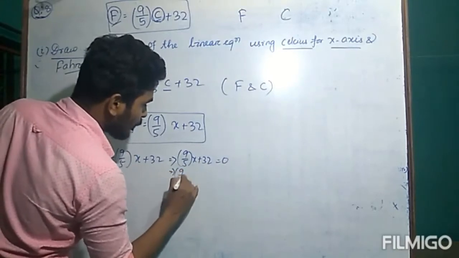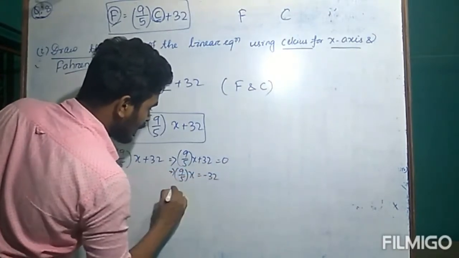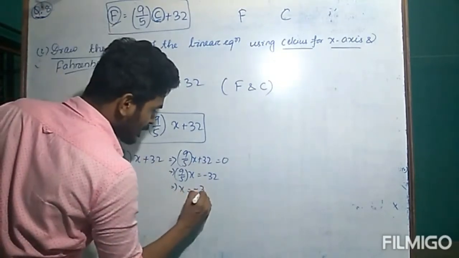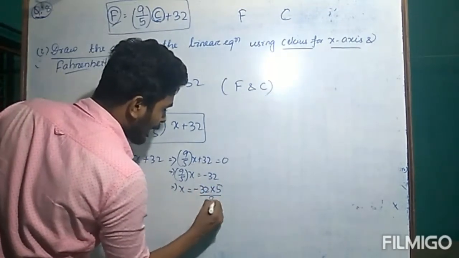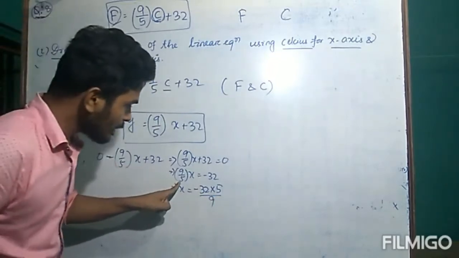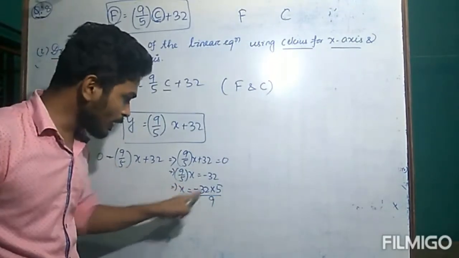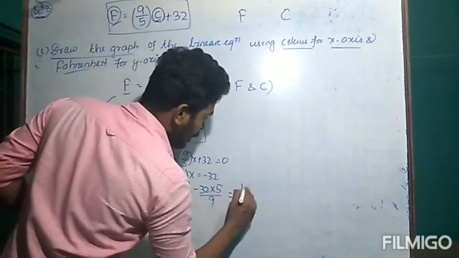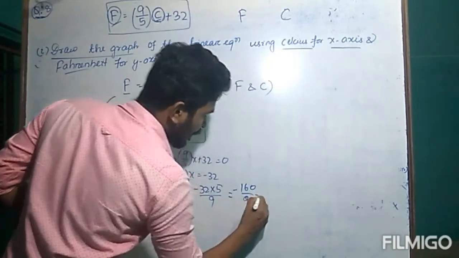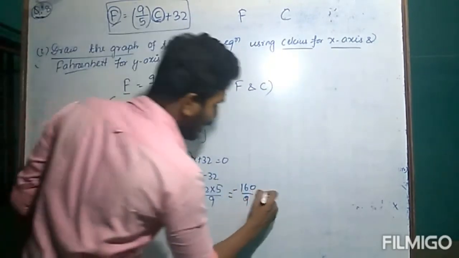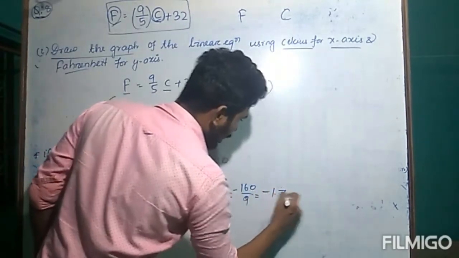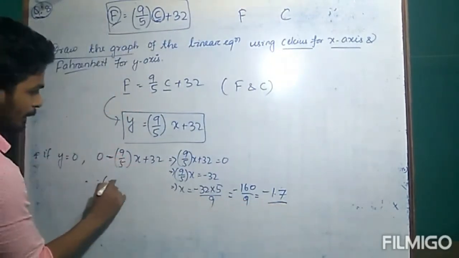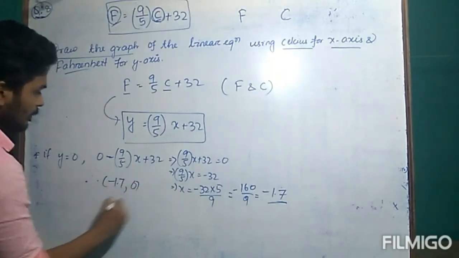So 9 by 5 whole into x is equal to minus 32, which implies, you have to find the value of x, x is equal to minus 32 into 5 by 9. Because 5 is placed at the denominator, when it goes to the right hand side, it will be in the numerator and 9 will be in the denominator. So minus 160 by 9. Then find the decimal expansion of this fraction. It will be minus 1.7. So the solution is, first write the x coordinate, minus 1.7, 0.